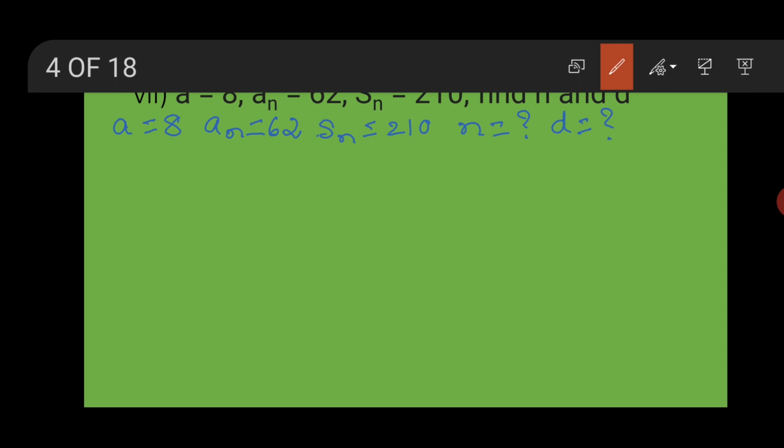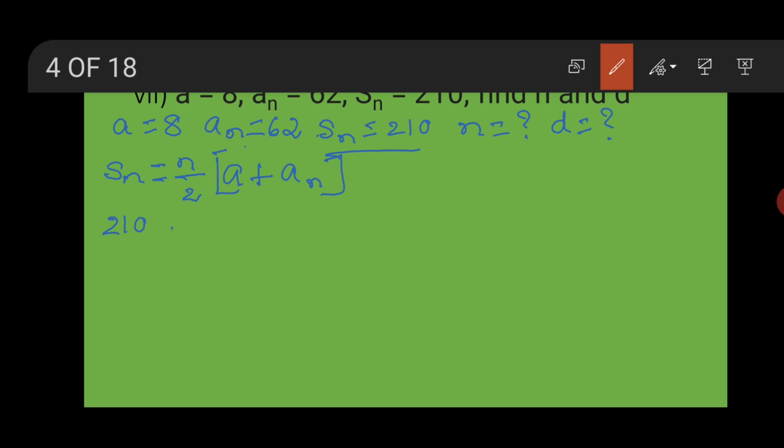Since S_n and a_n are given, first use the formula for S_n. S_n is equal to n/2 into (a + a_n), since a_n is given. You need not write the formula n/2 into (2a + (n − 1)d). It is not necessary. Since a_n is given, we can apply this simple formula, right? So S_n apply. Substitute now.